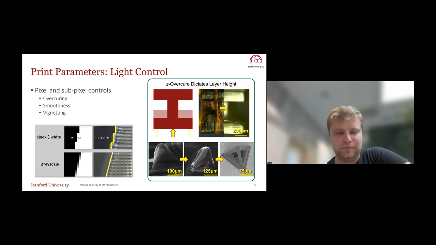And we can control that by adding more UV absorber into the resin so that the penetration depth is about the same size as our layer height. And we can also control that by flowing resin through, which are both techniques that we've written papers on, and they're under review right now.